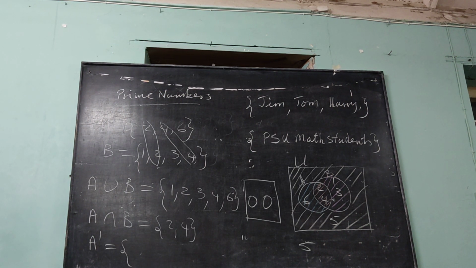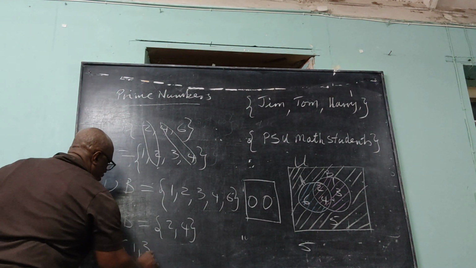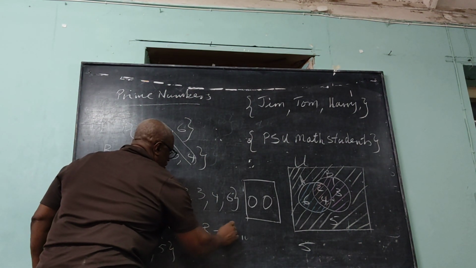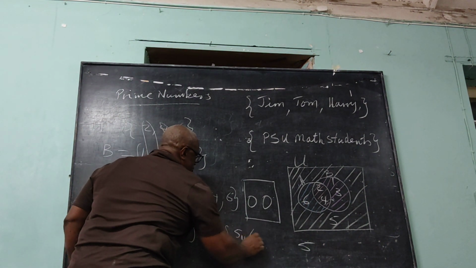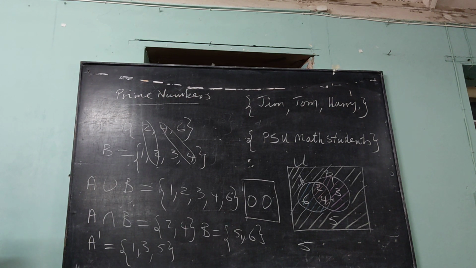Are you with me? Is 1 outside of A? Yes. Is 3 outside of A? Yes. Is 5 outside of A? Yes. Well, that's A complement. Everywhere outside of A is A complement. So 1, 3, 5. Let's do B complement now. 5 and 6. Alright, and then what else can we do?